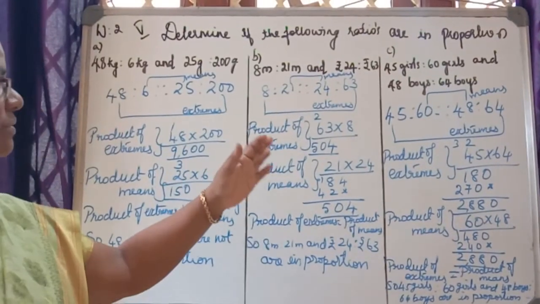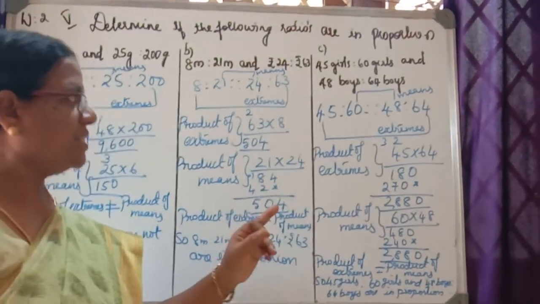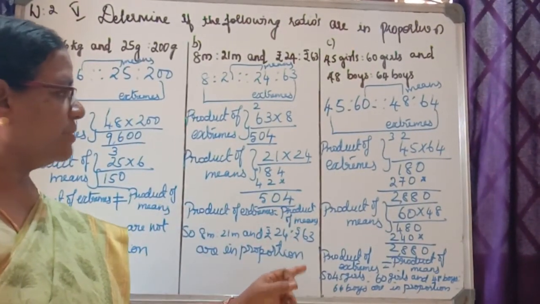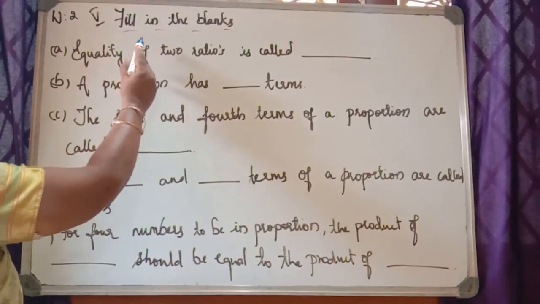Here I solved 3 problems. The D sum I gave as homework. Please see all the 3 sums and try to do the 4th sum as homework. We are going to solve the 5th main.